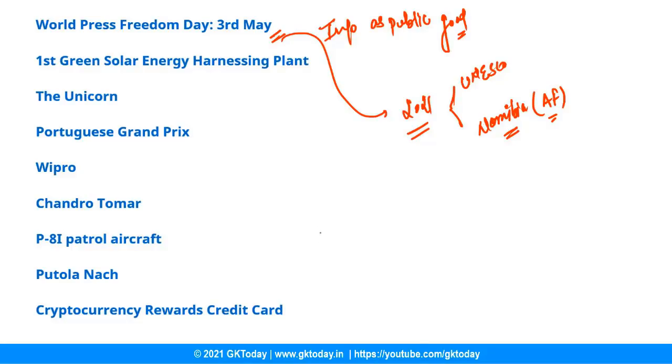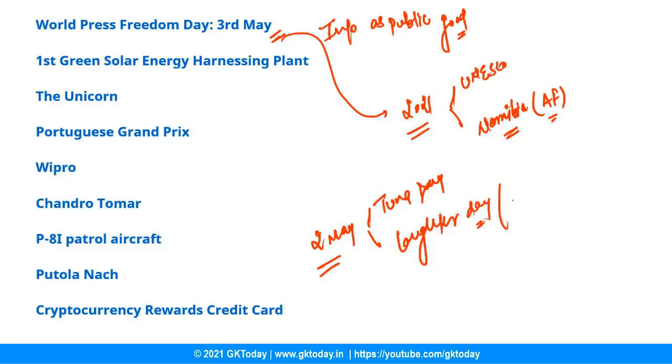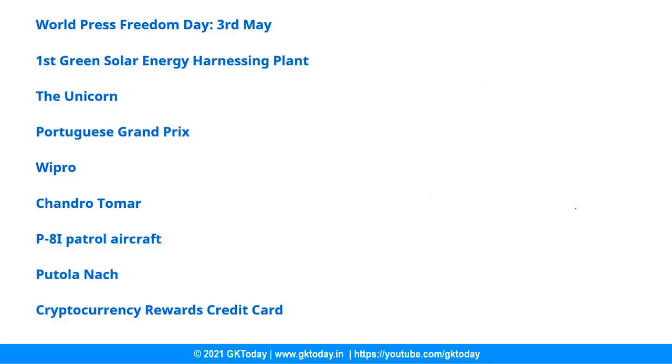On the other hand, 2nd of May was observed as World Tuna Day. Tuna is a fish. Apart from that, 2nd of May was also celebrated as World Laughter Day. Actually, this World Laughter Day is celebrated on the first Sunday of May, and this time it was on 2nd of May. That's why.